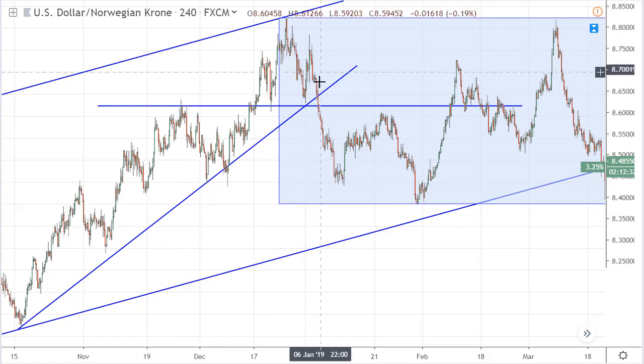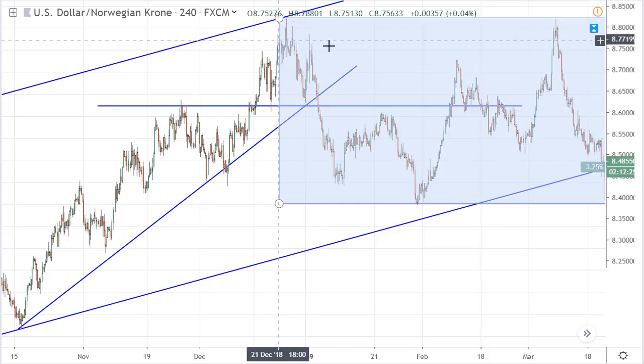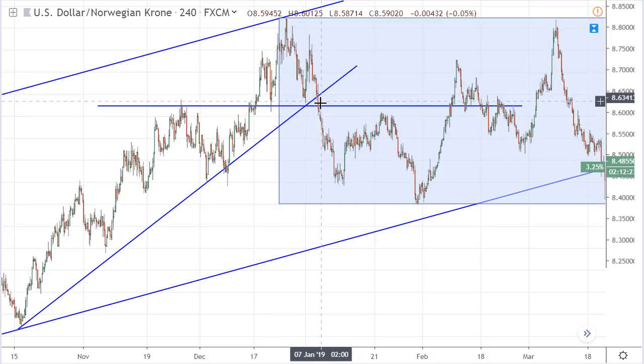So if you wanted to make sure that this break was valid, it was also the neckline of this head and shoulder pattern. So we got a break of the trend line. We got a head and shoulders. We got a bounce off the upper channel. We got a break of the trend line, and afterwards a break of support. Also the neckline.